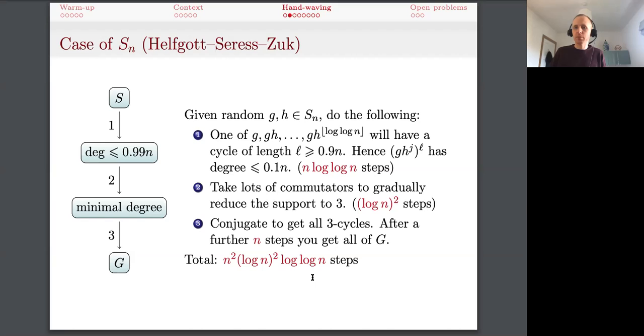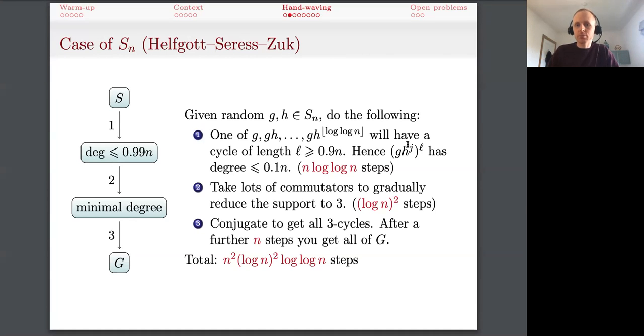So once you have some g times h to the j, which has a long cycle, then you can look at g times h to the j to the power of the length of that cycle, and that will have degree much less than n. So that will have a huge number of fixed points. So that's step 1. So at that point, you have some element with degree less than n.